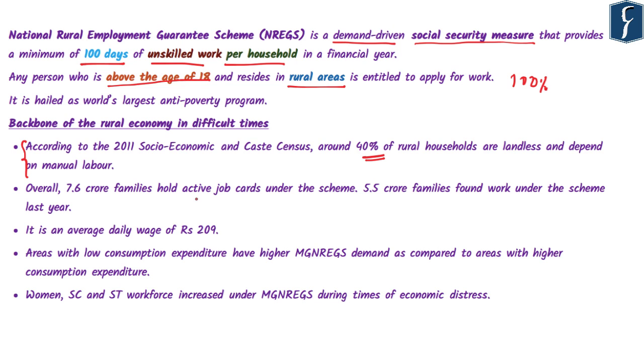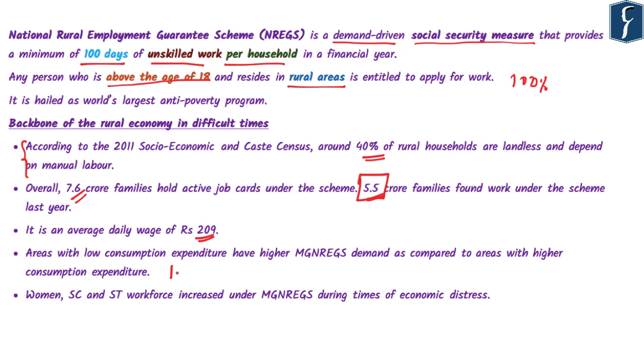As we have discussed already, there were 7.6 crore families having active job cards under the scheme and 5.5 crore families were seeking work under the scheme. And this is a huge number. This scheme is catering to the employment generation of a large number of people. On an average, the daily wage has gone up substantially from the time this scheme was introduced. The present average daily wage is rupees 209.